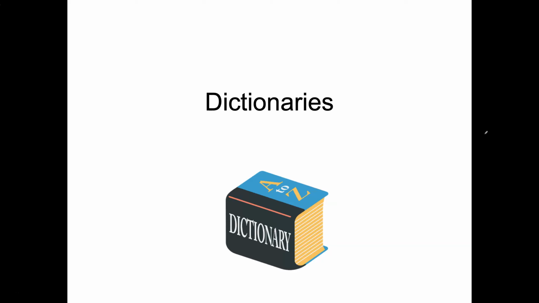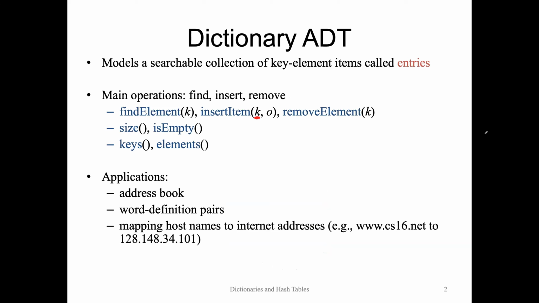So in the next few videos, we're going to look at dictionaries. This models a searchable collection of entries, which are key-element pairs, and all of the operations that we have are key-based. When you insert an item, you specify the key associated with that object. Anytime we want to access that object, we access it based on its key. So we find an element based on this key, or we remove an element based on this key. And as with anything, we can always check to see how many items are in this container, whether there are no items in this container, and we could also get a list of all of the keys or all of the elements.